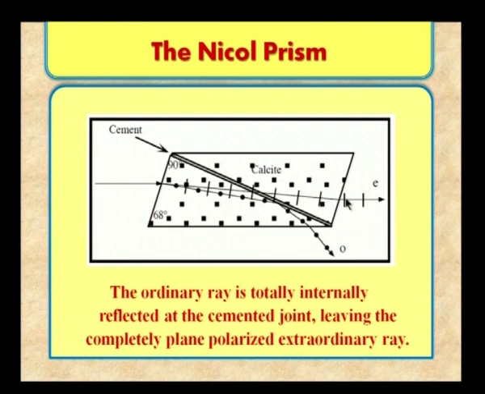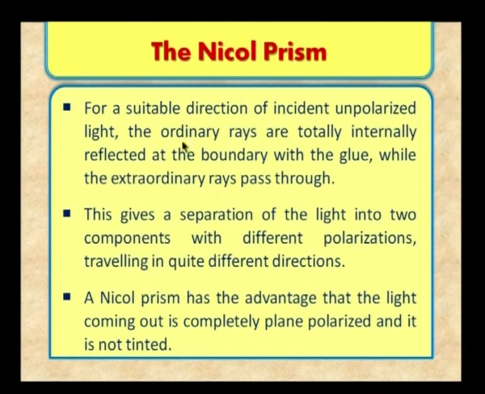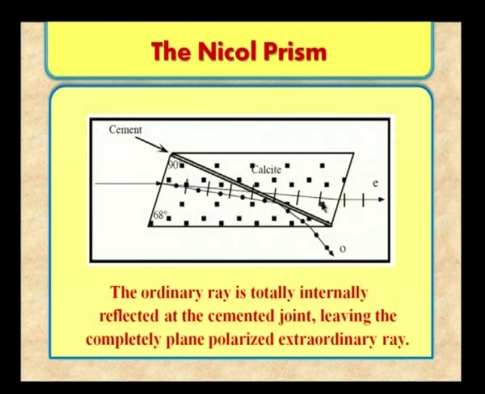And the important point is that both the rays, ordinary and extraordinary, will be plane polarized. This is one method of producing plane polarized light, by nickel prism. Using a nickel prism, ordinary light can be converted into plane polarized light. One light beam will give 2 beams, both plane polarized. For a suitable direction of incident unpolarized light, the ordinary rays are totally internally reflected at the boundary with the glue, which is Canada balsam, while the extraordinary ray passes through directly. This gives a separation of light into 2 components with different polarizations travelling in different directions. The nickel prism has the advantage that the light coming out is completely plane polarized and not tinted, so both the light beams will be polarized. One is the extraordinary and the other is called ordinary.